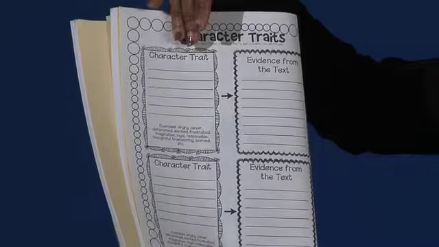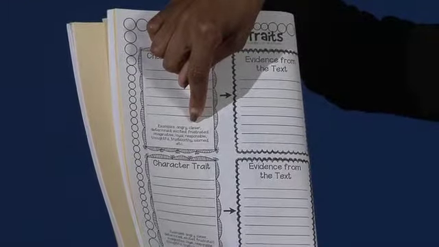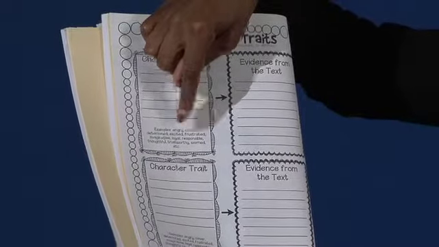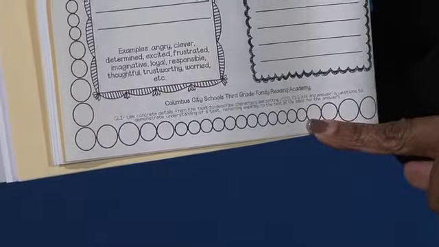For example, angry, clever, determined, excited, frustrated, etc. So what your child would do would be to list the character, list that particular character trait, but they must go back into the text and find evidence that says why that particular character is that way. Also, at the bottom of each of the graphic organizers is the grade level indicator that it covers.